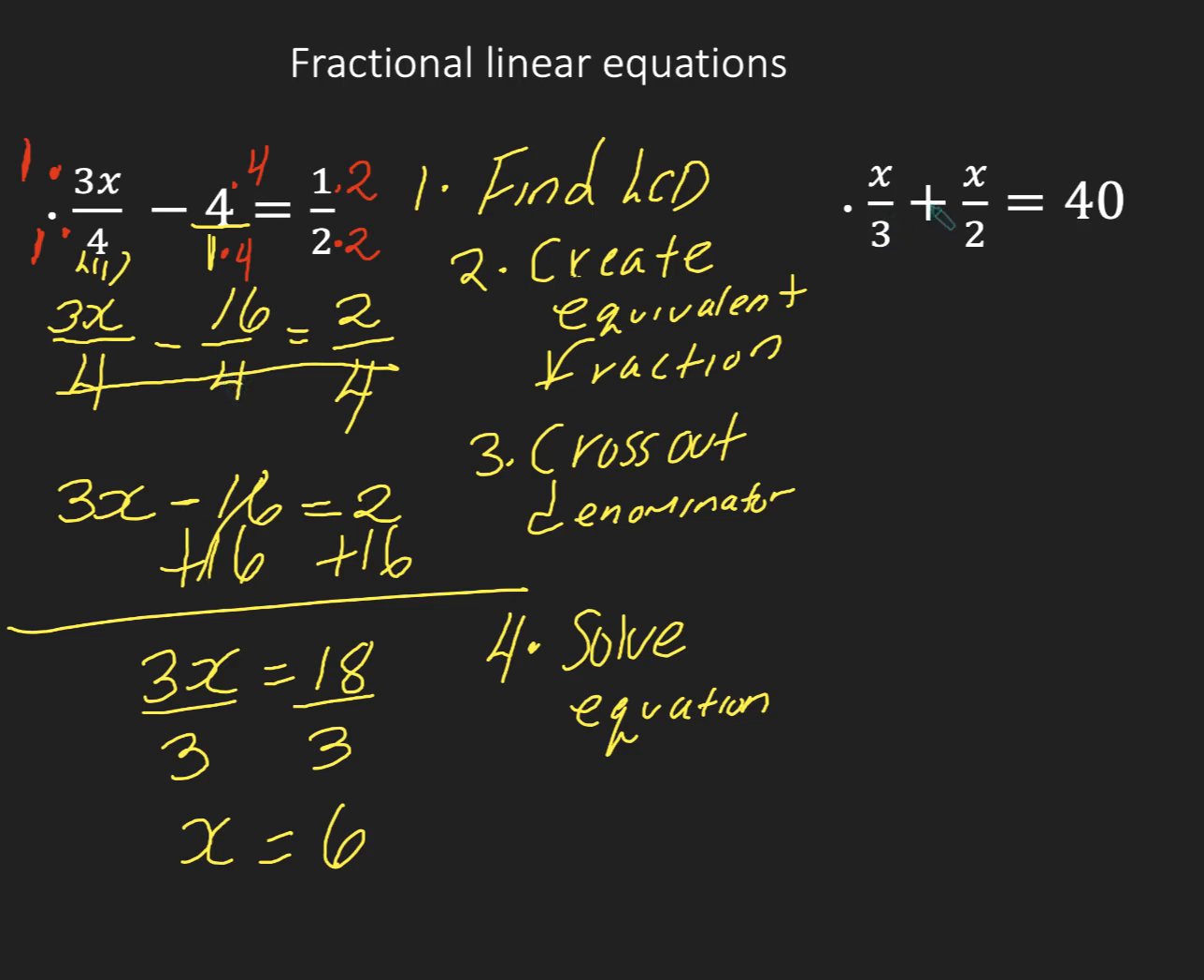I have x over 3 plus x over 2 equals 40. This 40 I'm going to make a fraction over 1. So I have to find my LCD. Now remember that little trick I showed you? Focus on the greater denominator, which is 3. Would 2 divide 3 evenly? The answer is no. So what you're going to do is multiply these two numbers. 3 times 2 is 6. So your LCD is 6.